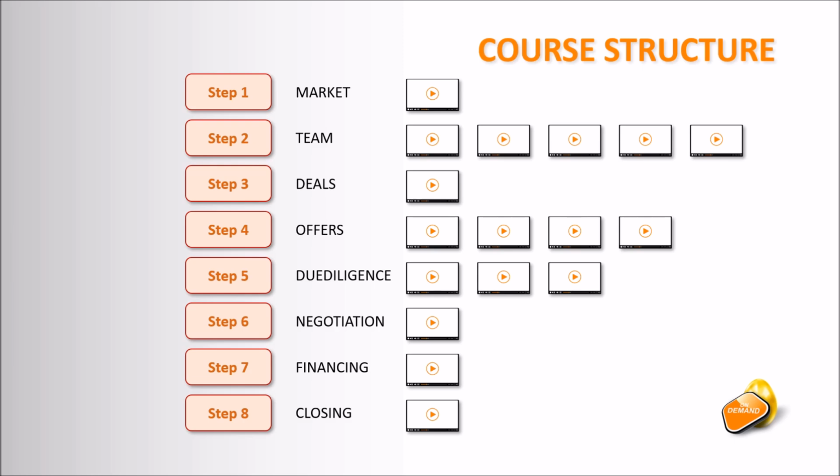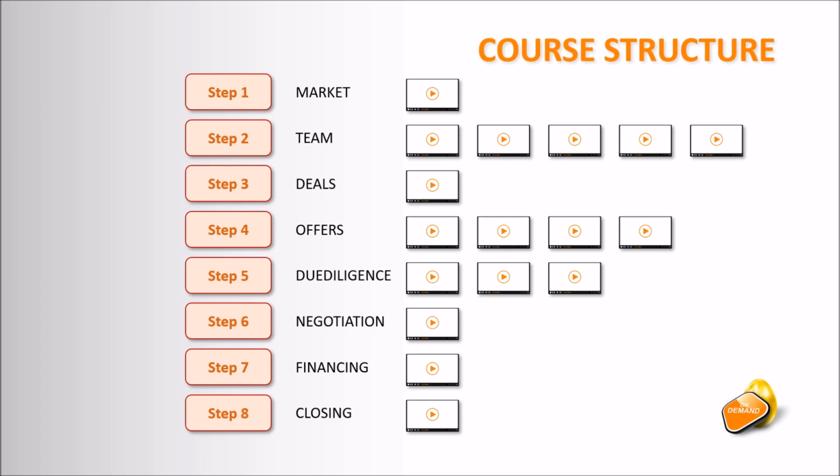First of all, the course structure. You already know that it has 8 distinctive steps. It starts with market research, then building the team, then finding the deals, making offers, going down until the process is closed and you own the property.